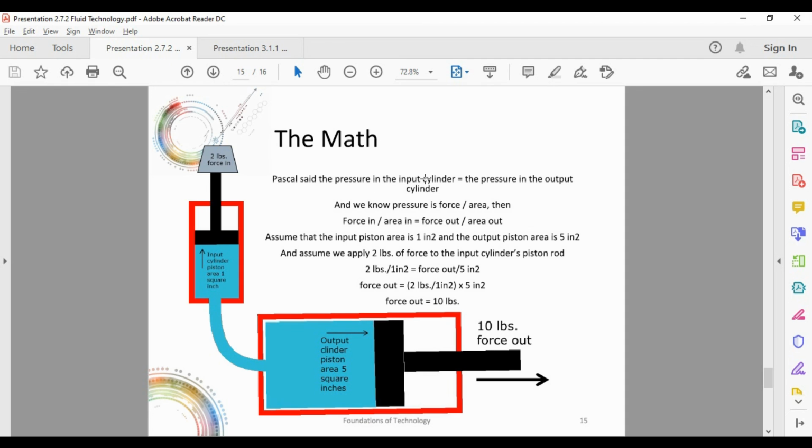So Pascal said the pressure of the input cylinder is equal to the pressure of the output cylinder. This is what is really important right here. Pressure in has to equal pressure out. And we know that pressure is force divided by area. And force divided by area in equals force divided by area out. Assume that the input piston area is 1 inch squared, and the output piston area is 5 inches squared. We assume we apply 2 pounds of force on the input cylinder's piston rod. 2 pounds divided by 1 equals force out divided by 5. And then when you run through these calculations, you have to multiply both sides by 5 square inches. You get force out is 10 pounds.